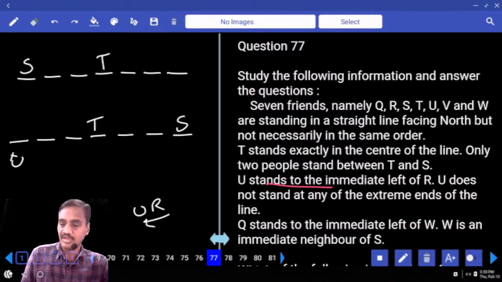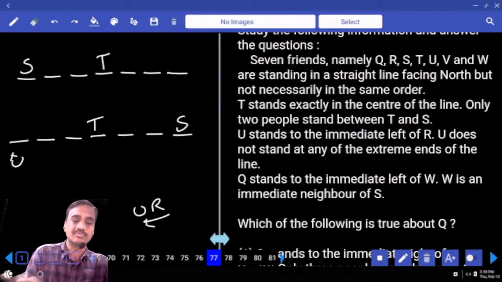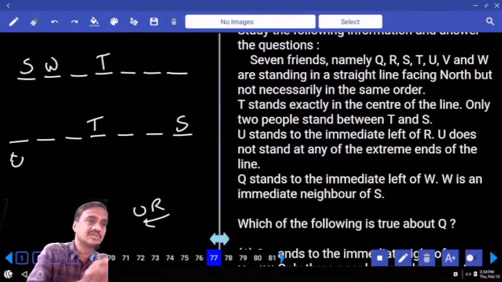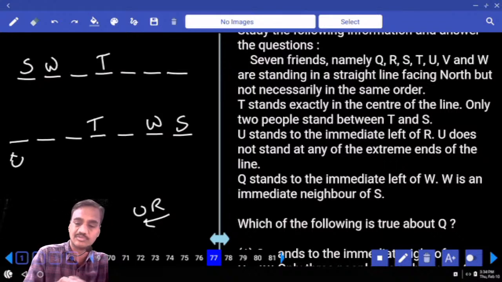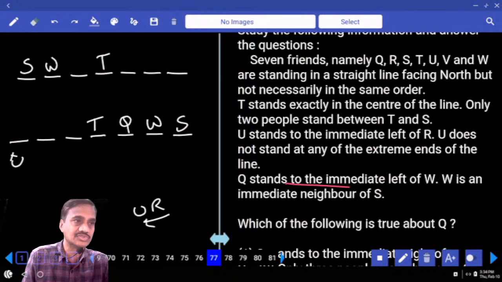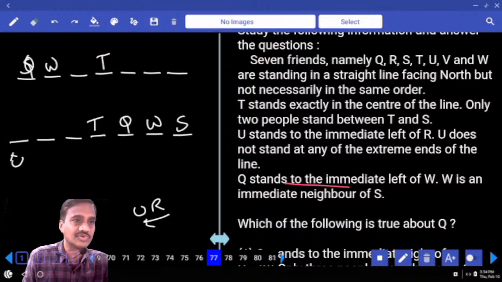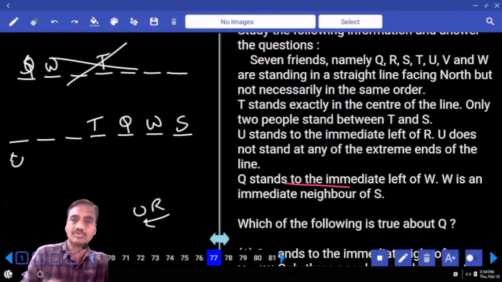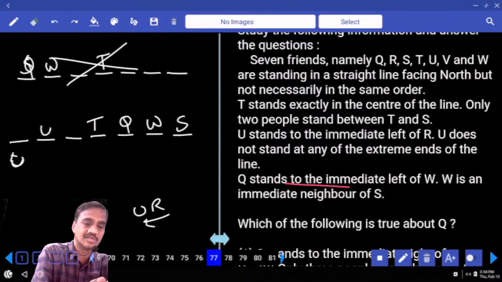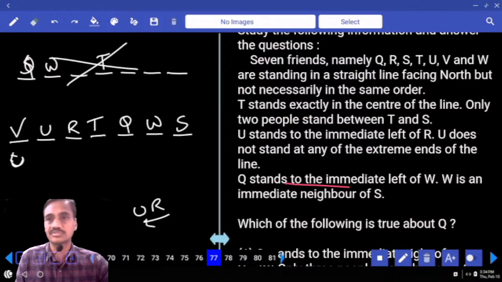And next one, Q stands to the immediate left of W. W is an immediate neighbor of S. And Q stands to the immediate left of W. Q is here. Now, Q to the immediate left of W is not possible in the first case, and this is completely ruled out. Now we are left with this one. U cannot be at this end, and so U is here, R is here, and the person V must be at this place.